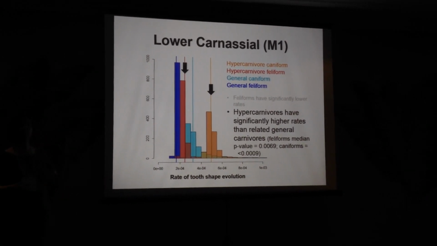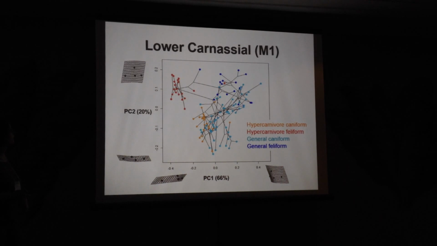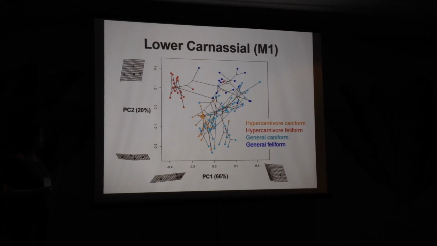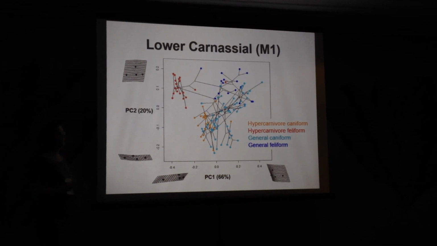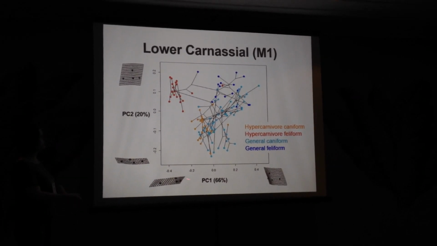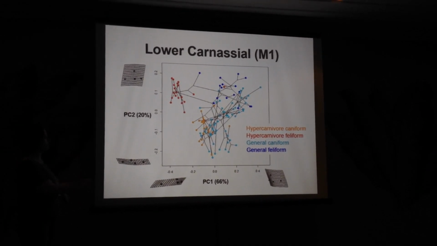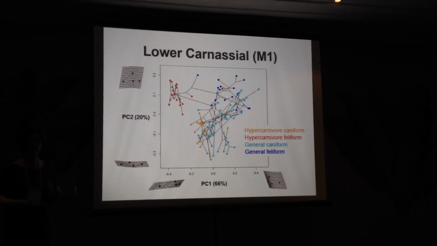So what's going on with the morphology? This is, again, the phylomorphospace for those first 2 PC axes. The first thing you notice here is that both PC1 and PC2 are important for distinguishing the hypercarnivores.